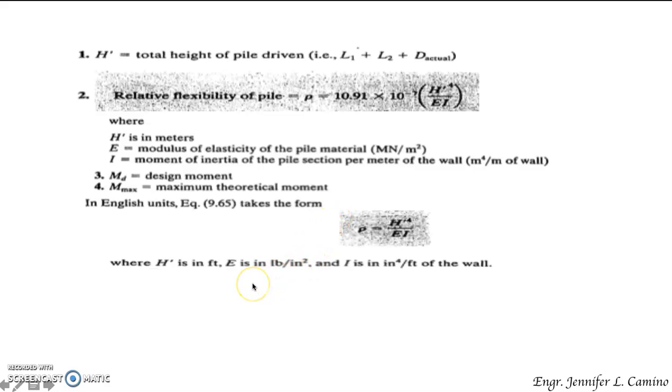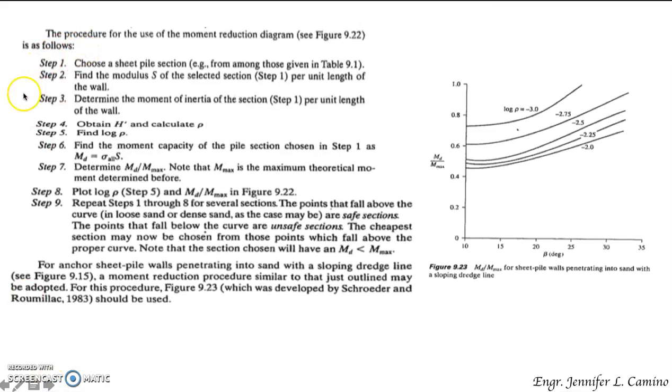Then we have here this rho, which is in English units. So our H here is in feet, E is in pounds per square inch, and I is in inches to the fourth per foot of the wall. So the procedure for the use of the moment reduction diagram.